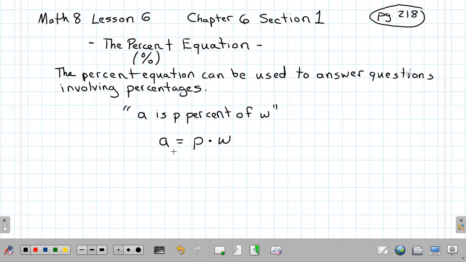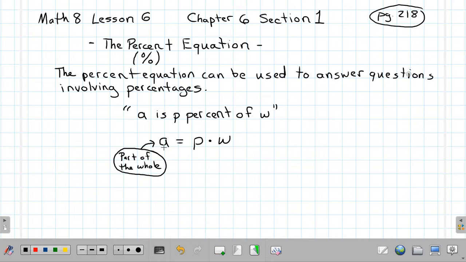Okay, now if we have this, each one of these variables represents something different, okay? So the P and the W, you could probably guess what those are going to stand for if you know anything about percentages, but the A is a little bit messed up because we don't really have anything that we call A here, okay, that starts with an A. So what we actually call this A is the part of the whole.